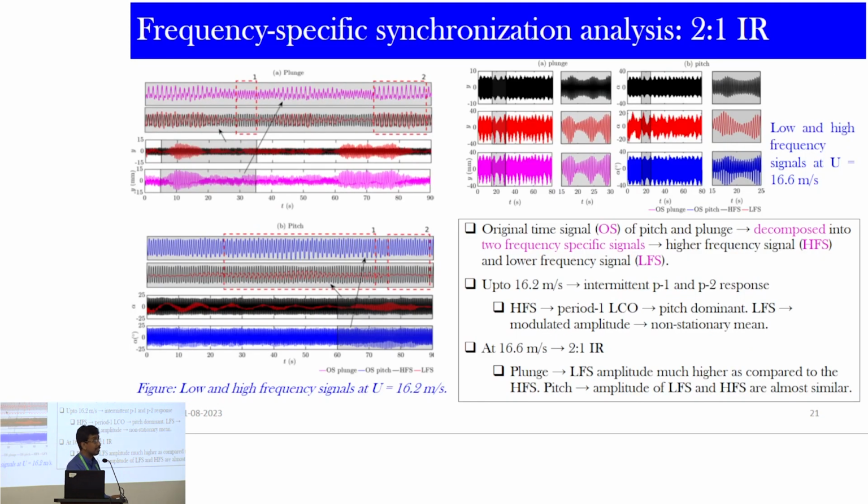We are splitting our signal into high and low frequency components, and we see that high frequency components are always period 1 LCOs, showing that there is indeed pitch dominance. The belief in the literature continues. Where we bring about a change is that the low frequency components have far higher amplitudes when we go towards the beat kind of phenomena, which essentially shows that there is a plunge dominance coming up. Canonical synchronization gave us so many insights about stall flutter, and this frequency-specific synchronization is giving us even more insights about stall flutter and the dominance of other modes which are usually ignored in the literature.